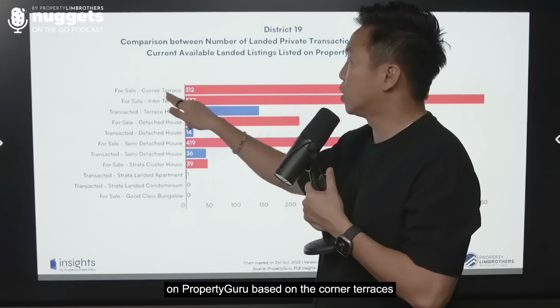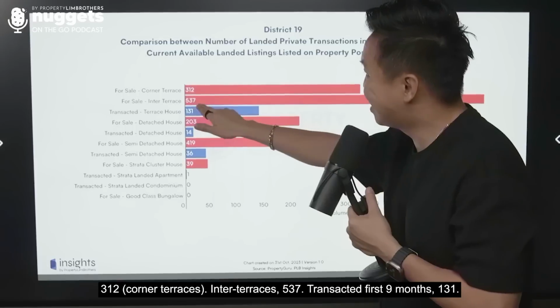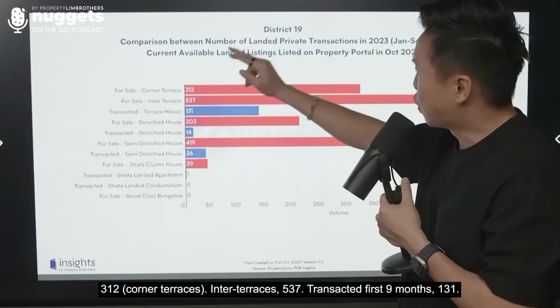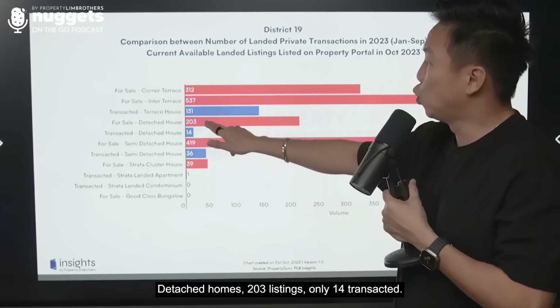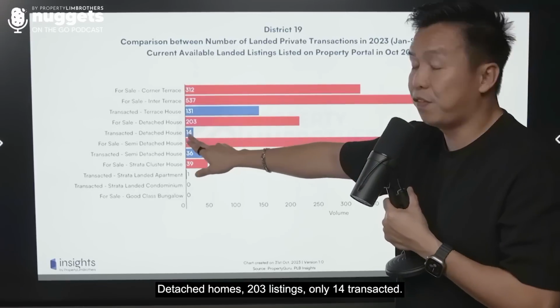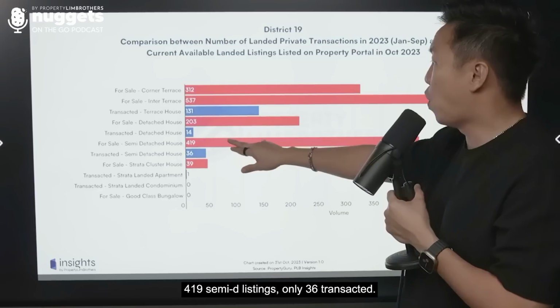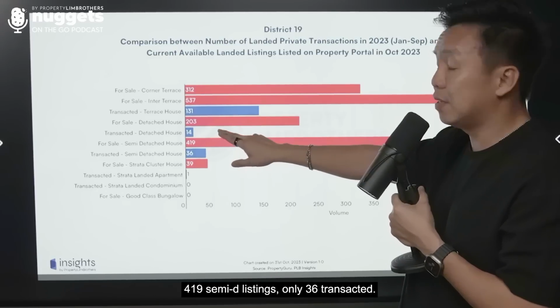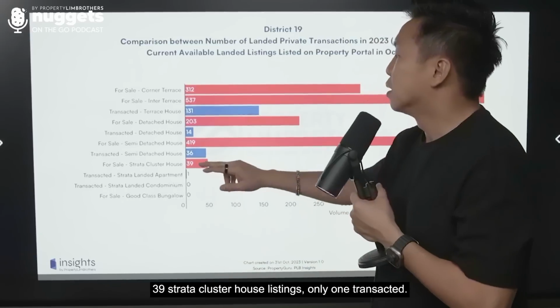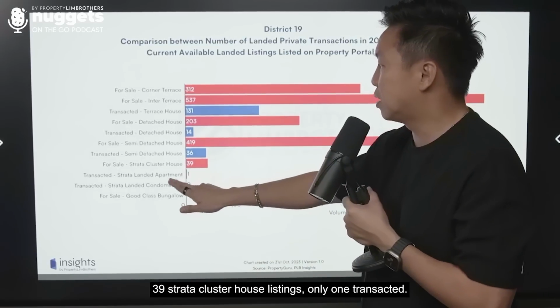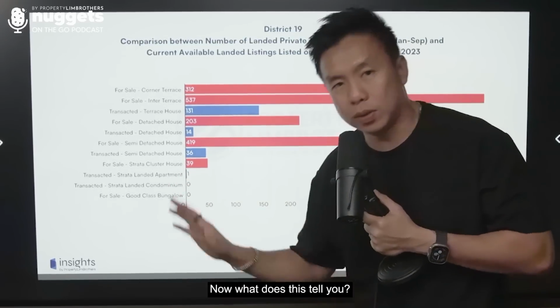Corner terraces listed: 312. Inter-terraces: 537, with 131 transacted in the first 9 months. Detached homes, 203 listings, only 14 transacted. 419 semi-D listings, only 36 transacted. 39 strata cluster house listings, only 1 transacted. Now, what does this tell you?